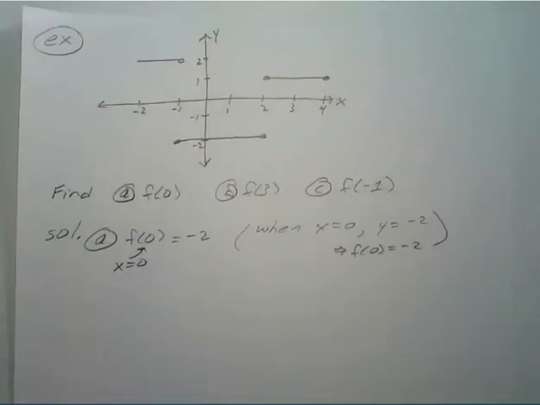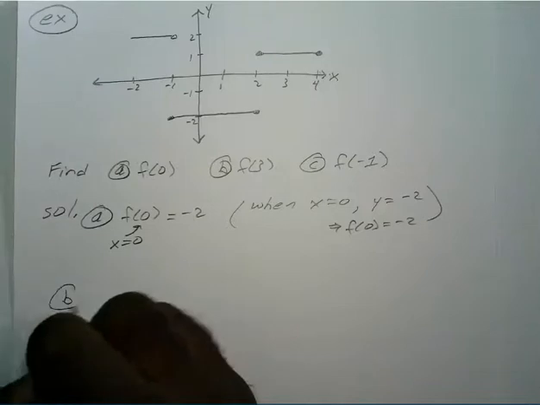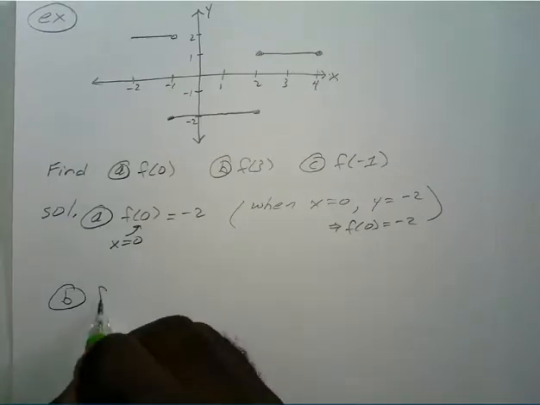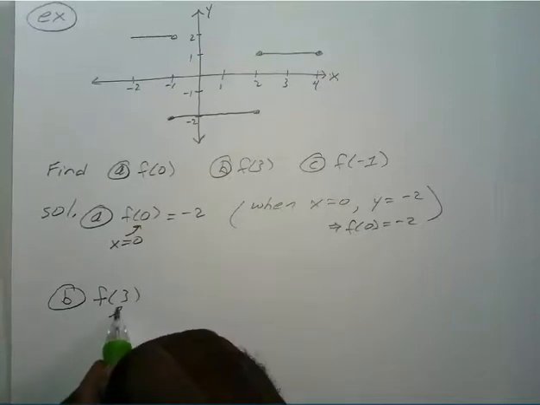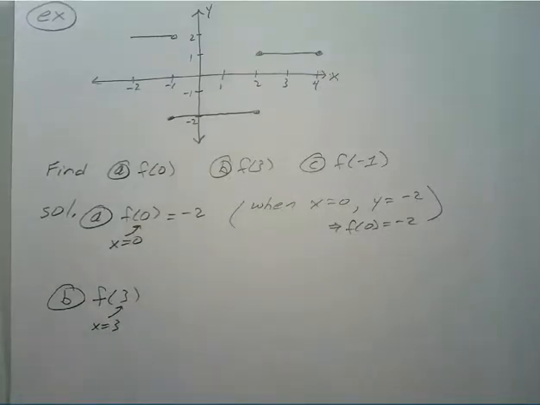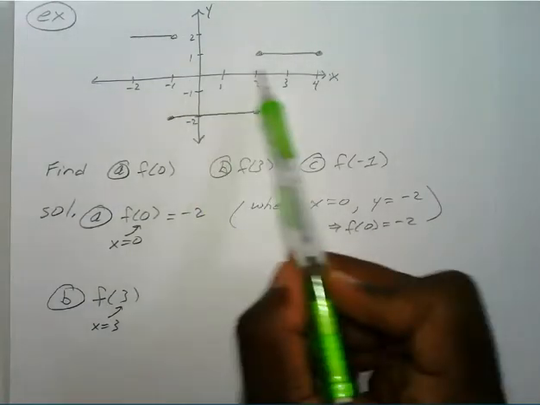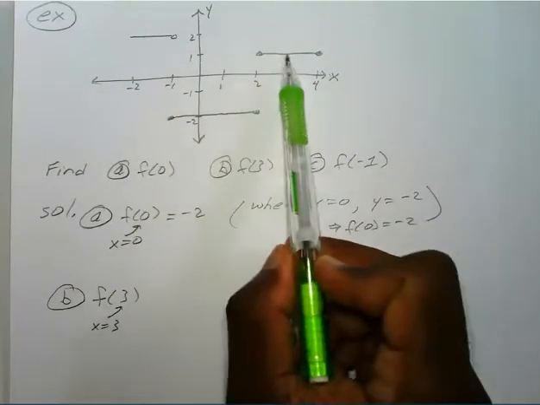Alright, so let's go ahead and work on problem B. We want to know f of 3. In this case, we know that x is equal to 3. So when x is equal to 3, your y is equal to 1.